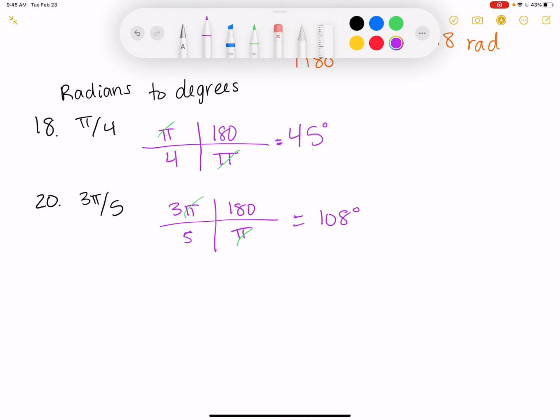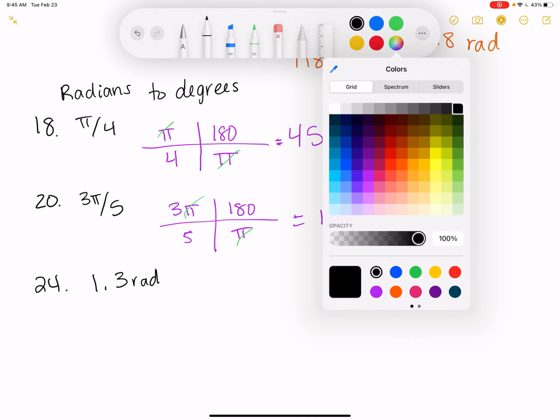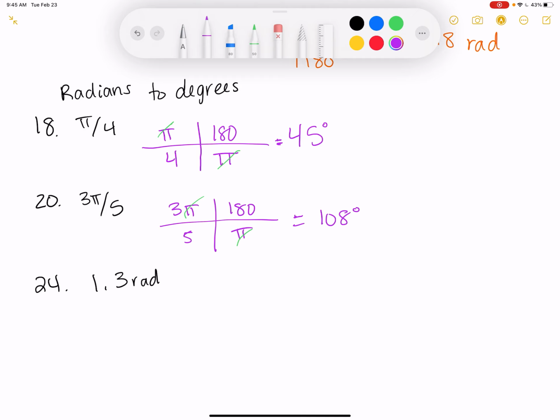Alright, 1.3. Convert. Oh, never mind. Let me convert that. Since it's 1.3, with these ones, if it doesn't have the degree symbol, you can assume it's radians if they don't write it. They should write it, but if they don't, just assume it's radians. So it's 1.3. Then 180 on the top right, and then pi on the bottom right. Yeah, like that.